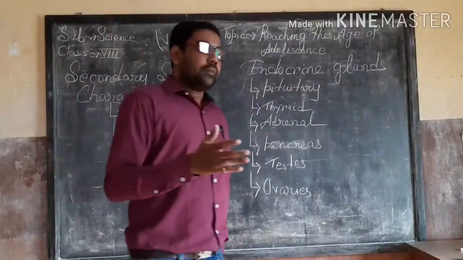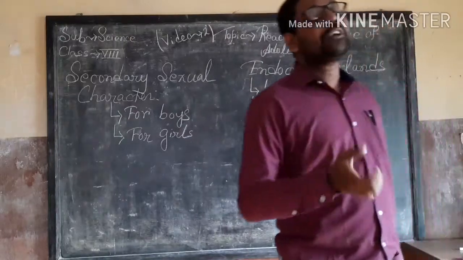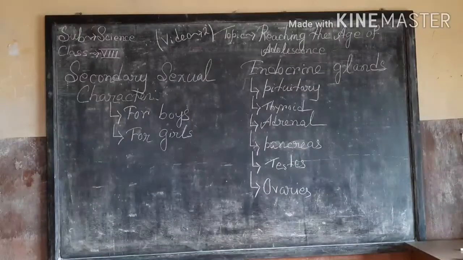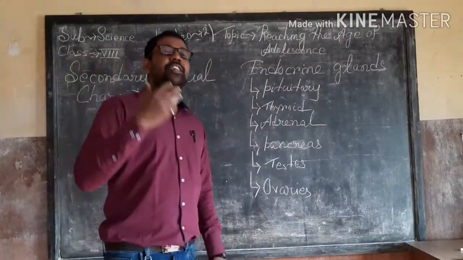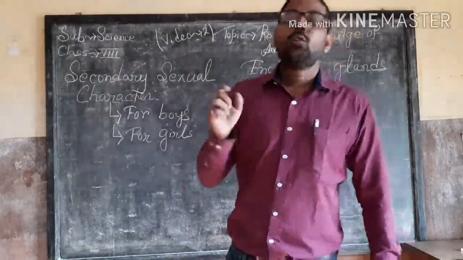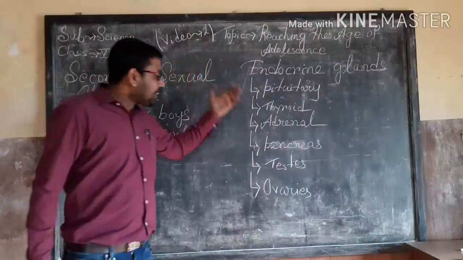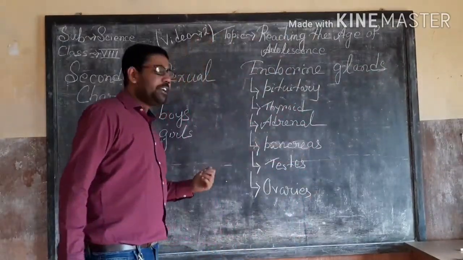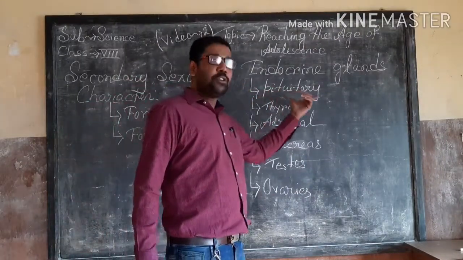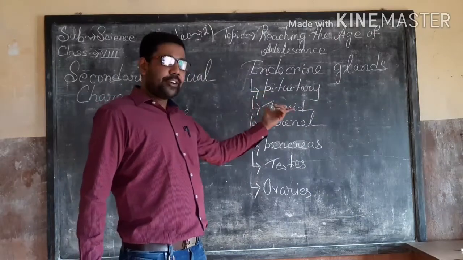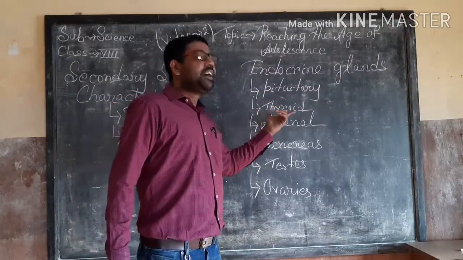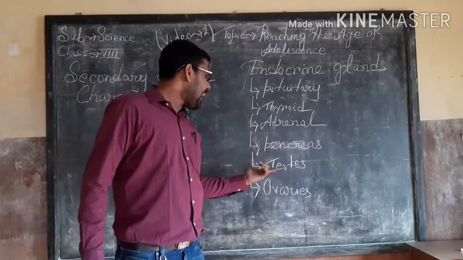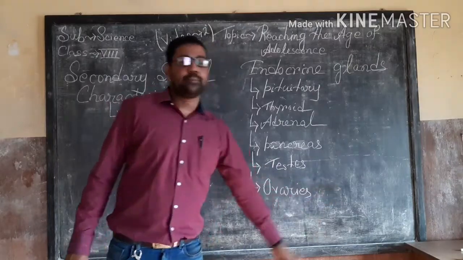So endocrine glands are nothing but special organs which secrete various types of hormones, and in our human body various types of endocrine glands are present. So these are the important endocrine glands present in our human body: first one is the pituitary, second one thyroid, third one adrenal, fourth one pancreas, fifth testes, and the last one is ovaries. Okay?